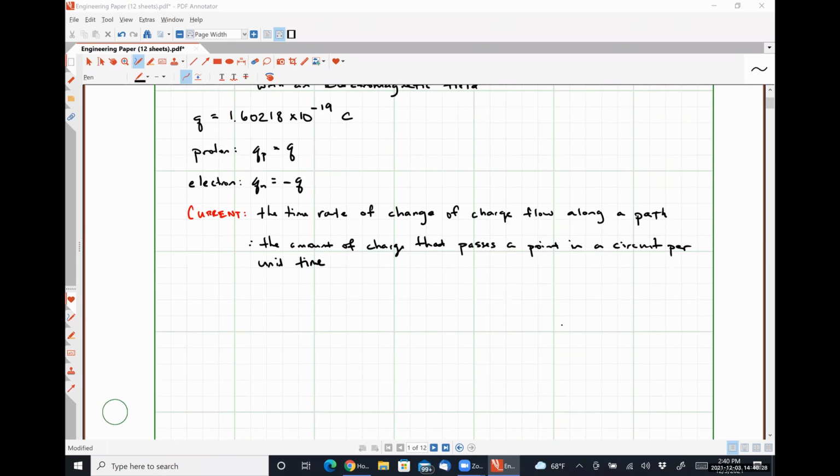So mathematically, current, which has a symbol I, is simply the derivative of charge with respect to time. And so what that means is that if the amount of charge passing a point in a circuit stays constant, we don't really observe a current. We need to see a change in the amount of charge in order for current to flow.